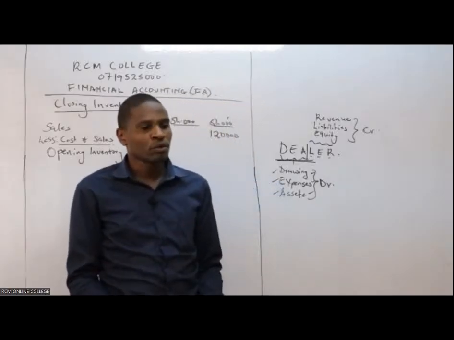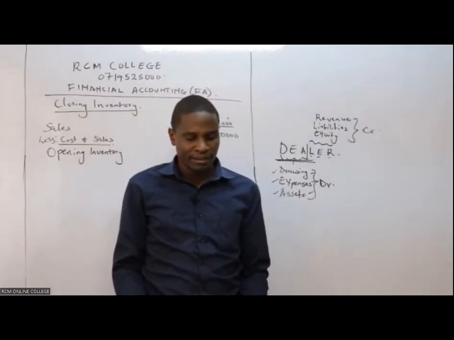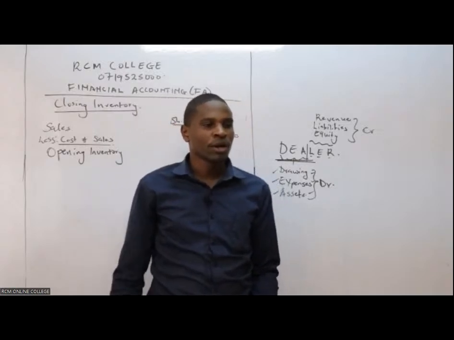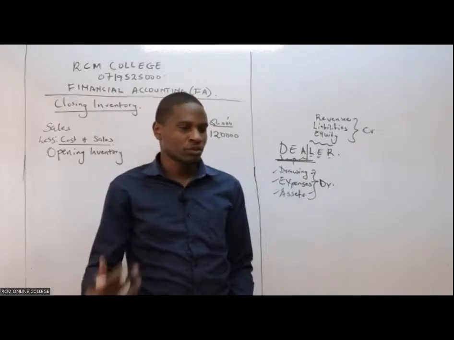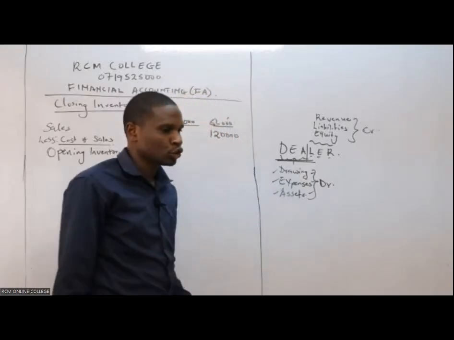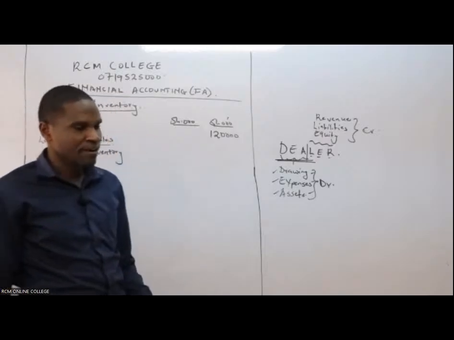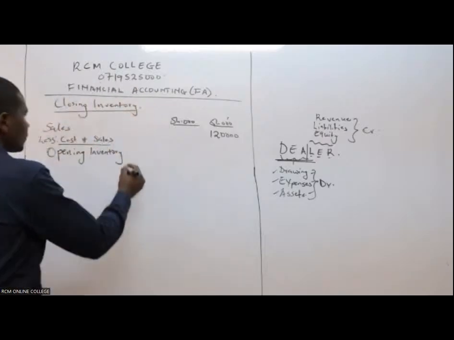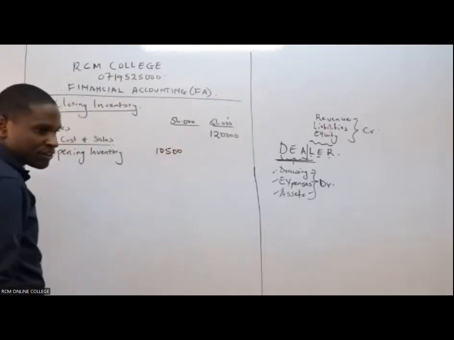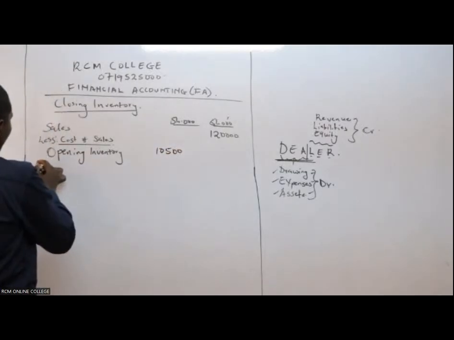Asante. Now, from the question, can you give me the value of opening inventory? Already that is provided by the examiner. For those people who have taken a screenshot, I don't know whether you can see, we have 10,500 as our opening inventory. Then we add purchases.